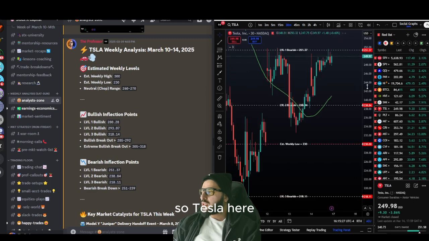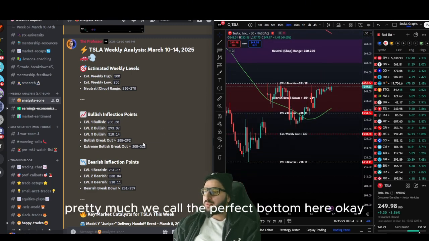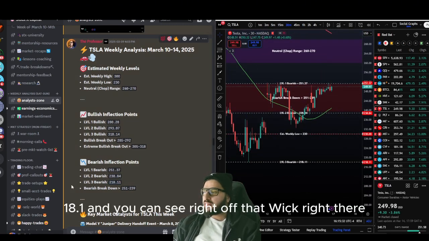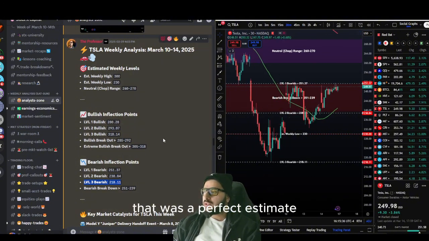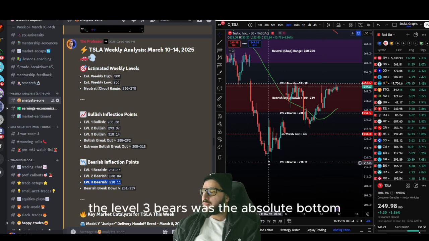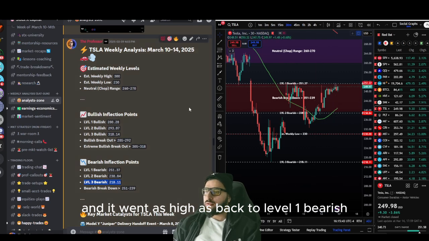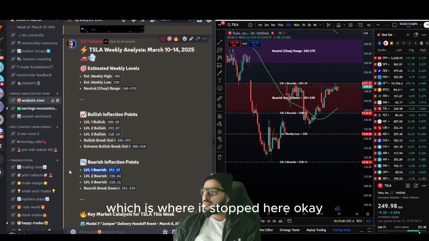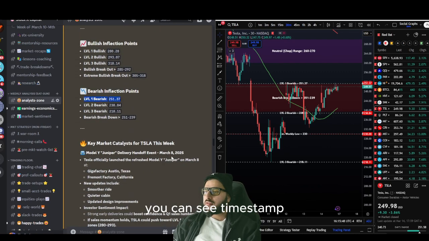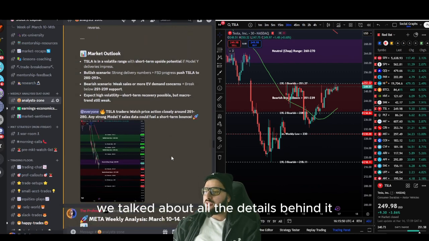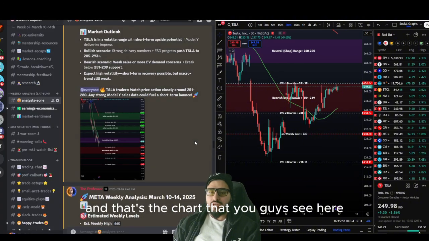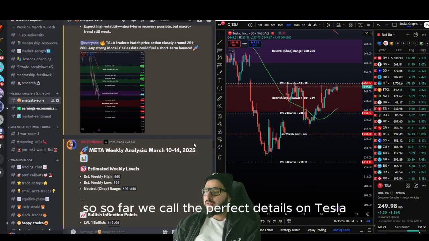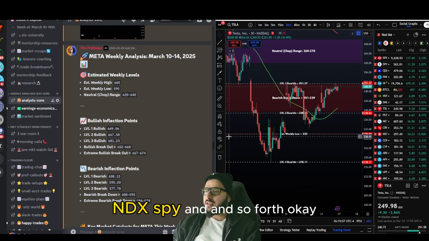Tesla. So Tesla here, we called a perfect bottom at 218.1, and you can see right off that wick right there, that was a perfect estimate. The level 3 bearish was the absolute bottom, and it went as high as back to level 1 bearish, which is where it stopped here. You can see it time stamped. We talked about all the details behind it, and that's the chart that you guys see here. So far we called the perfect details on Tesla, NDX, SPY, and so forth.